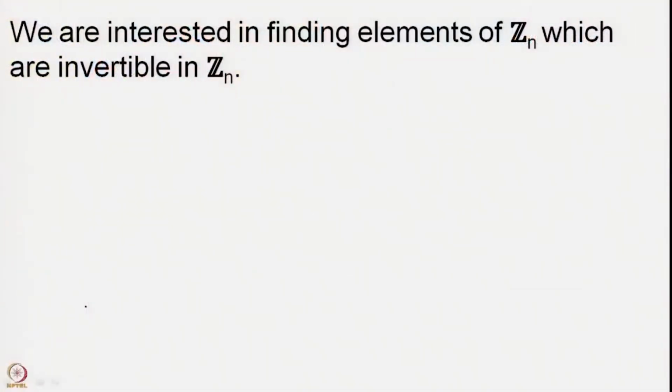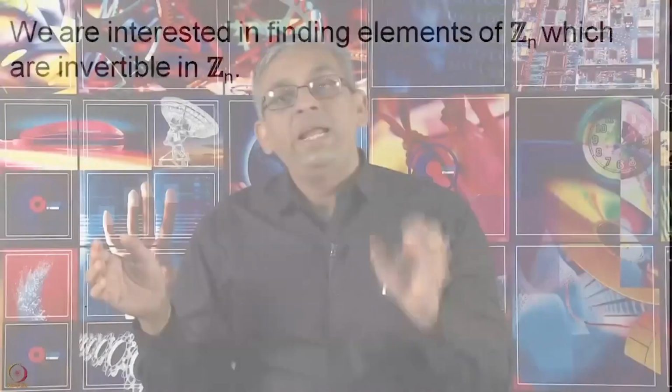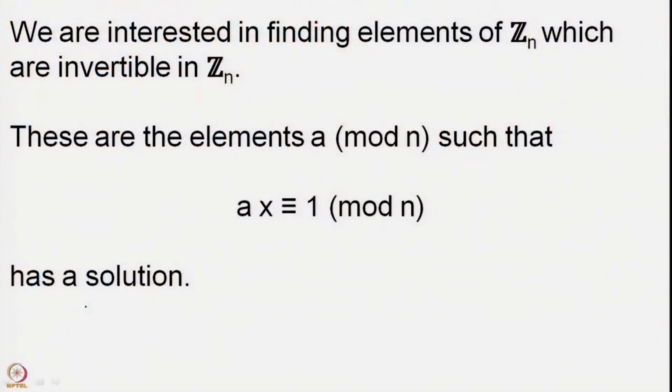In other words, these are elements which are invertible in G_n. That is, there is another element b in G_n with the property that a times b gives you 1. So, what we are looking for are the elements a modulo n such that a·x congruent to 1 mod n has a solution. We should have a solution for the linear congruence a·x congruent to 1 mod n.